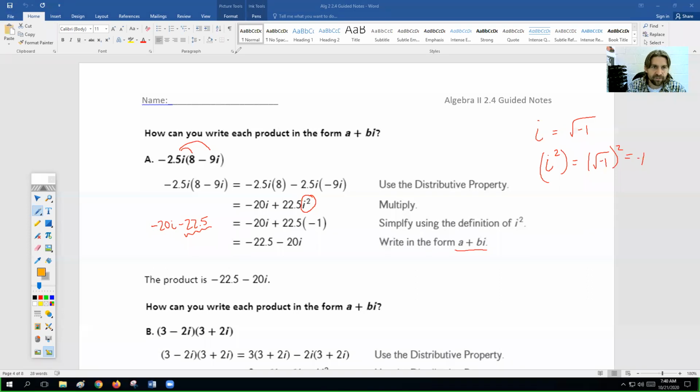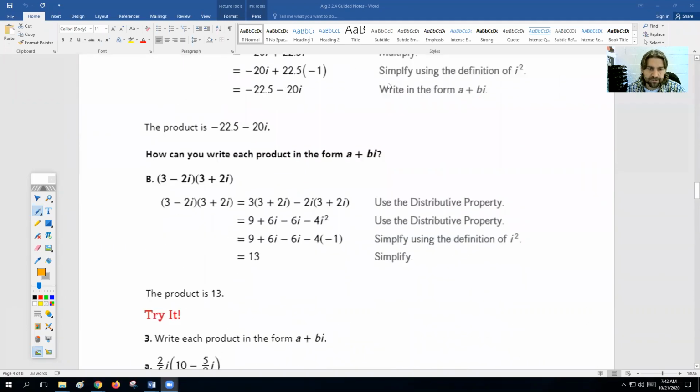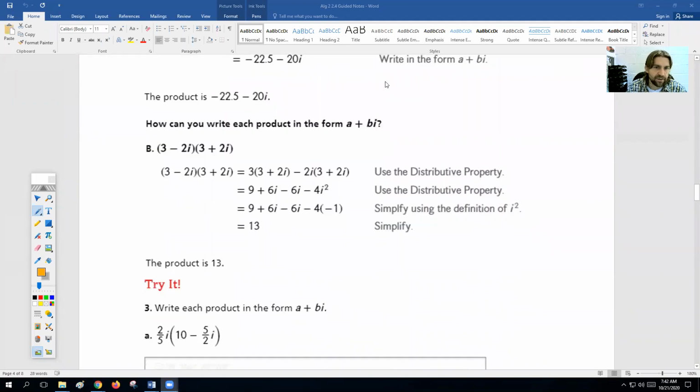This problem works the same way as if we were just FOILing as well. So if I were to FOIL the expression here, I would do 3 times 3 and 3 times 2i. So 3 times 3 is 9, 3 times 2i is 6i. Then I would move to the second part of the expression. -2i times 3 is -6i, and -2i times 2i is -4i squared.